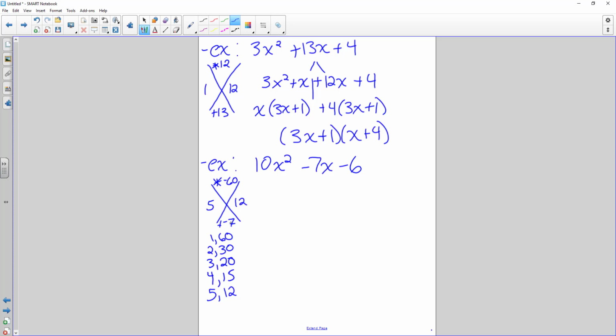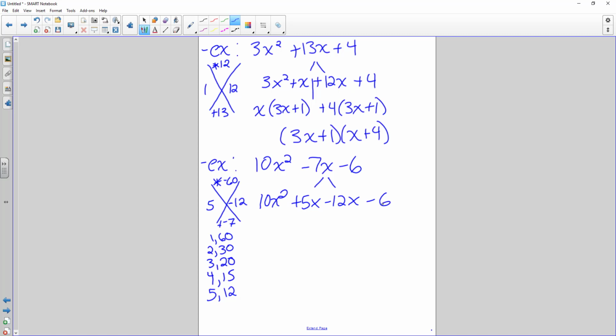One is going to have to be plus, one's going to have to be minus. To get a minus 7, it would have to be negative 12. 5 times negative 12 is negative 60. 5 plus negative 12, yep, that's negative 7. So I got my combination. Positive 5 and a negative 12. So I'll bring down my 10x squared plus 5x minus 12x, bring down the minus 6.